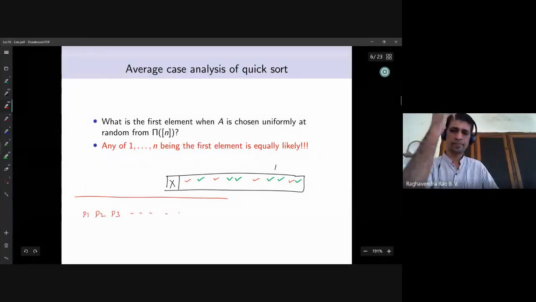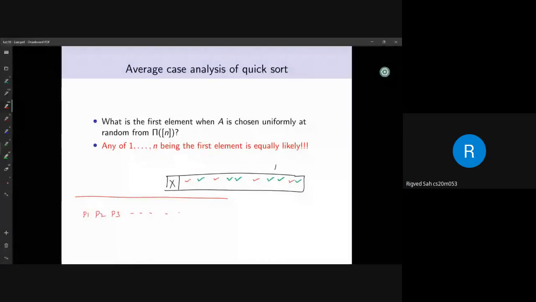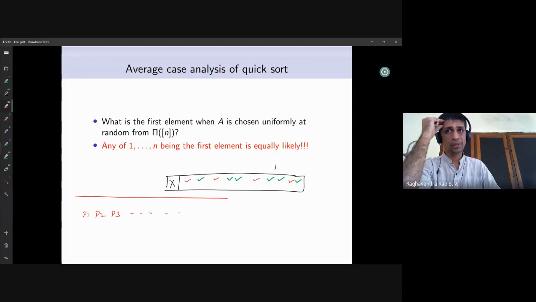Excuse me, sir. Yes. In deterministic quicksort, if the adversary gives us an input and we randomly permute it, and the permutation turns out to be sorted order, and we choose the first element, then the right side becomes sorted itself. Then we choose the first element of the right side, and again the right side becomes sorted. So in this case, the complexity will turn out to be n square. Yeah, but what is the probability of that happening?